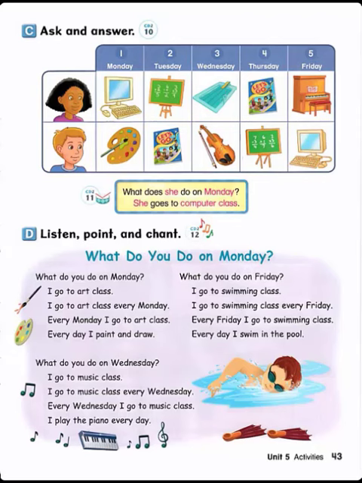Number 3. Wednesday. What does she do on Wednesday? She goes to swimming class. What does he do on Wednesday? He goes to music class.